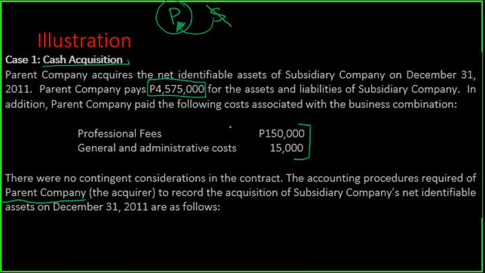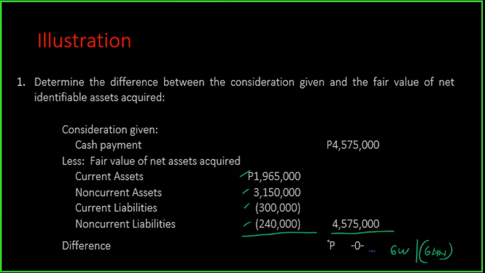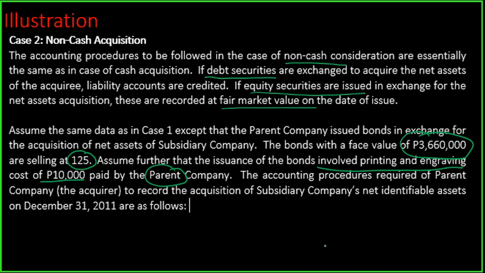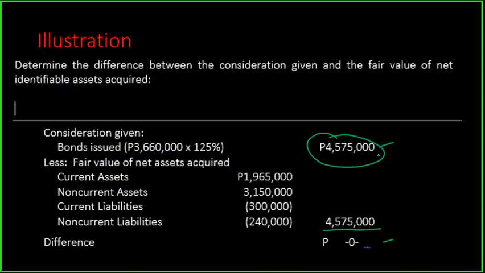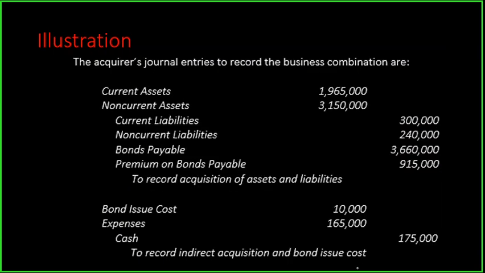First illustration, that is your cash, 4,575. Second illustration, although it's 3,660,000, the fair market value is 4,575. No goodwill. This will be your journal entry. Of course, you record the liability. Okay, there's no credit to cash.